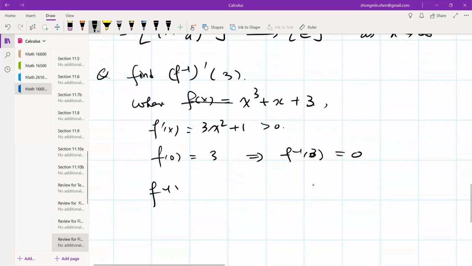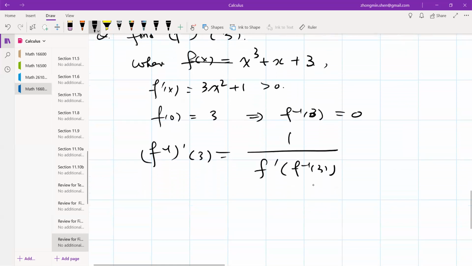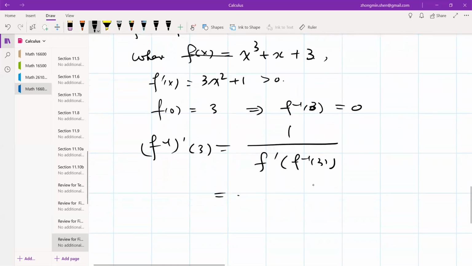Then you have to write down the formula for the derivative of the inverse function. So now that's going to be at 0. But we already found the derivative. The derivative is going to be 3x squared plus 1. So that's 3 times 0 squared plus 1.